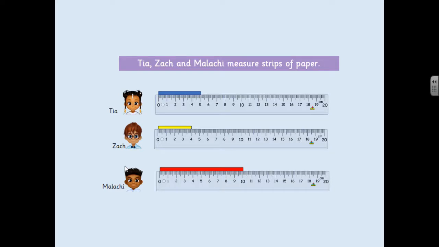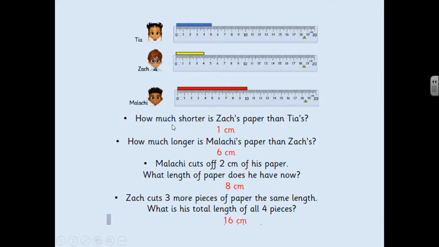Right, Tia, Zach and Malachi measure strips of paper. So Tia's strip of paper is 5 centimeters long, Zach's is 4 centimeters and Malachi's is 10 centimeters long. Looking at the first question, how much shorter is Zach's paper than Tia's? So the answer is 1 centimeter. You look at Tia's one, which is 5 centimeters minus 4 centimeters, and you get 1 centimeter there. How much longer is Malachi's paper than Zach's? So you're comparing and finding the difference between the two. So you do 10 centimeters minus 4 centimeters, and you get 6 centimeters.